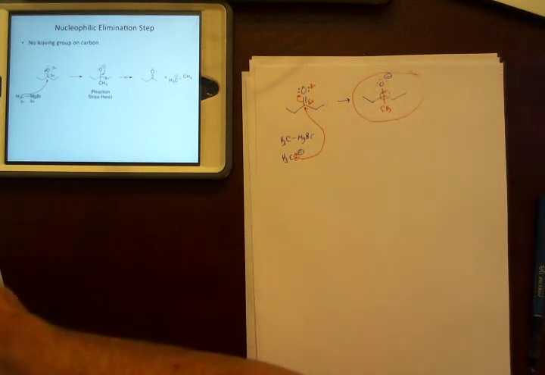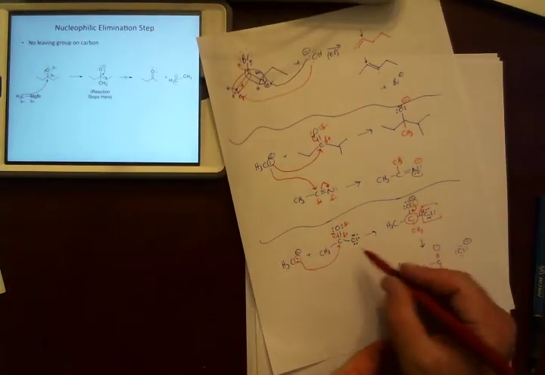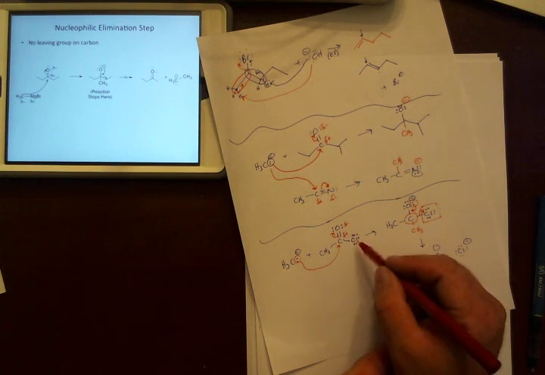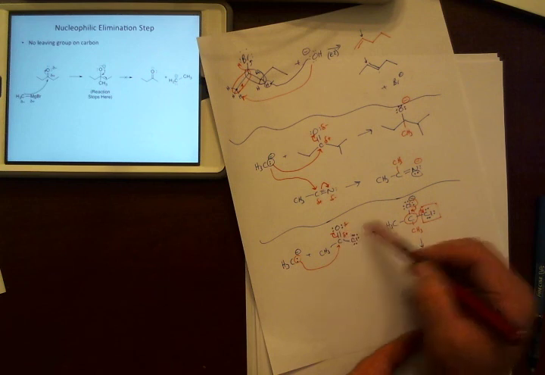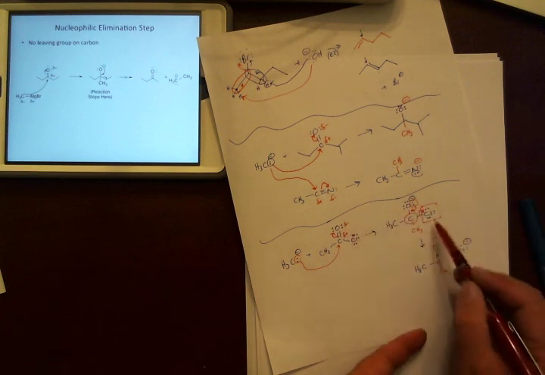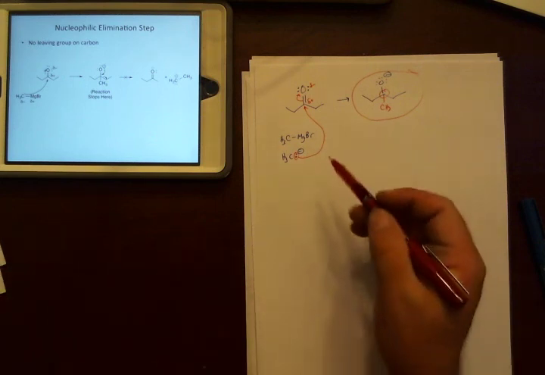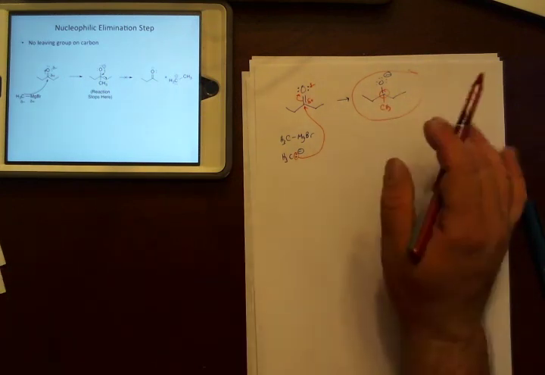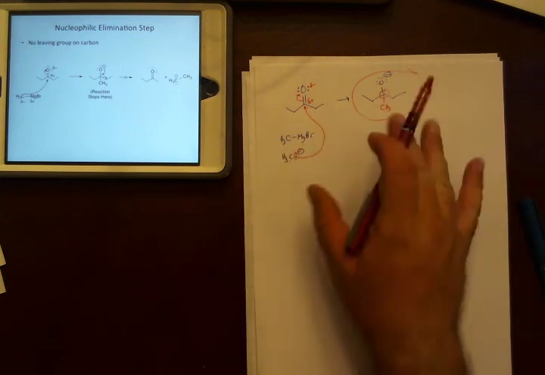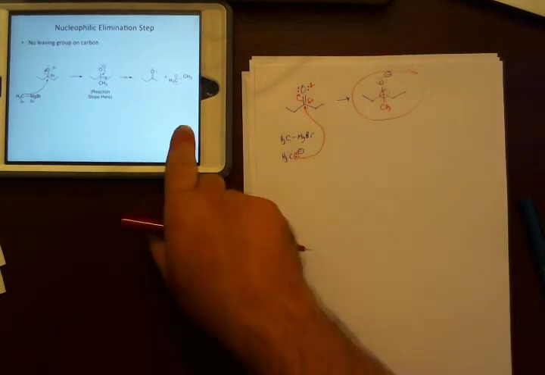If there is a good leaving group, like this chlorine here, or a bromine, an iodine, something like that, then you can collapse back down and kick it away. Remember, leaving groups are designed to leave. If there's no good leaving group, just carbon-carbon bonds, then you just stop like this.